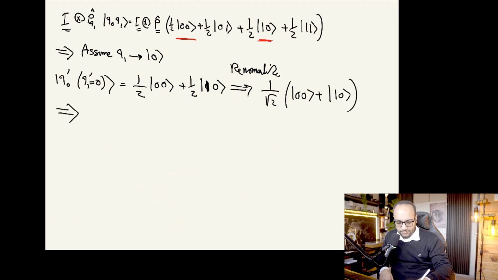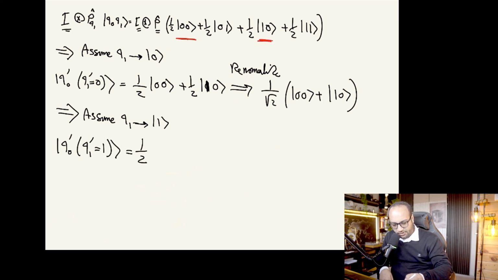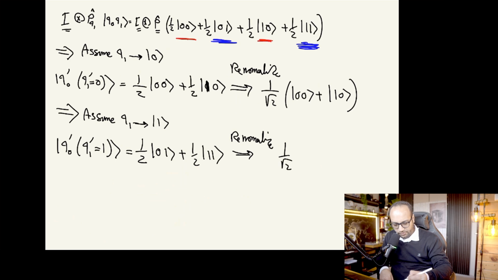We can also check the other one. Assume for Q1 we found it to be in the 1 state. Then we have Q0 prime, Q1 prime equals 1. Of course, now we are going to end up with different situations. We are going to end up with these two situations: half ket 01 plus half ket 11. Then after the normalization, we have 1 over root 2 ket 01 plus 1 over root 2 ket 11.